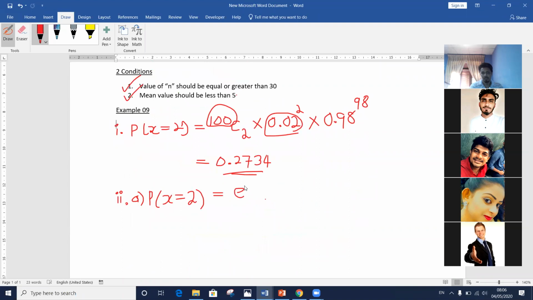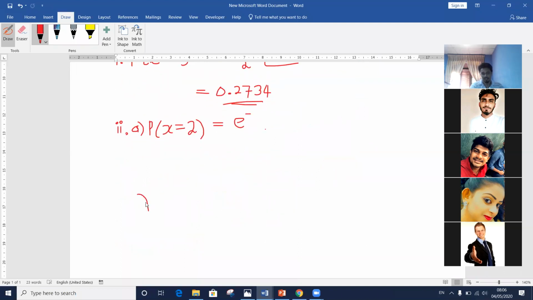E to the power minus lambda. Then lambda value එක කීයද? What is lambda value? Lambda means the average. Average means the mean. Average කියලා කියන්නේ mean එකට. Right? Mean එක කරන්නේ කොහමද? In a binomial distribution, we can calculate mean by the formula n into p.